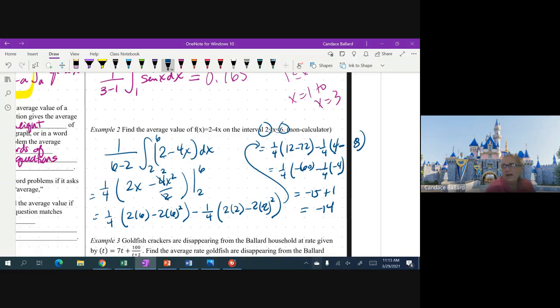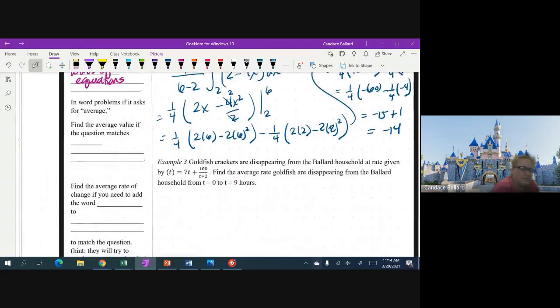All right, we're going to go back to the left-hand column. You guys ready for that? Back to the left-hand column. In the word problems, if it asks for average, find the average value if the question matches the words of the equation. Then we find the average rate of change. So when we see the words average rate of change, can you tell me in the chat, what are we really calculating there?